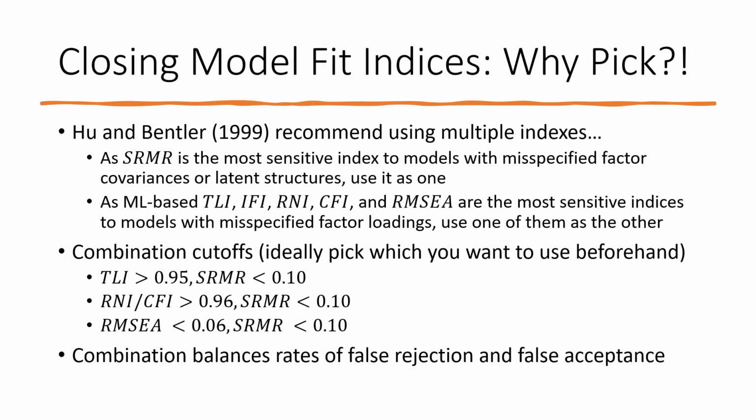For full disclosure, what I tend to use in my paper are these. I tend to report the chi-squared, the degrees of freedom, and the p-value. I tend to report the TLI, the CFI, the RMSEA, and the SRMR. So those tend to be the ones that I report. I might start using the IFI in place of the TLI. They're mostly the same, but IFI might be slightly more robust.